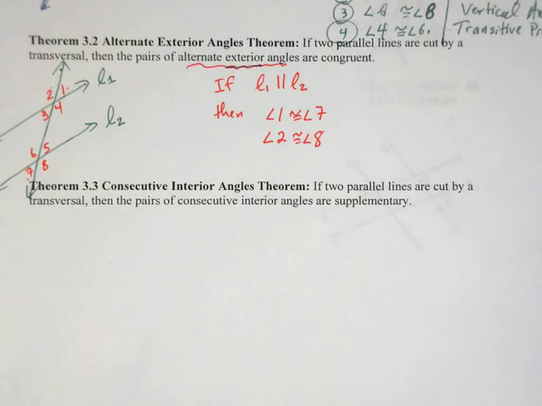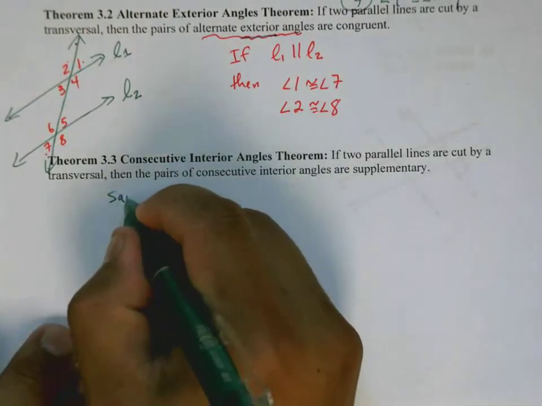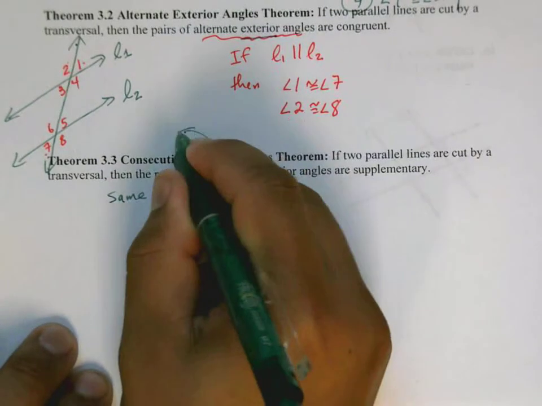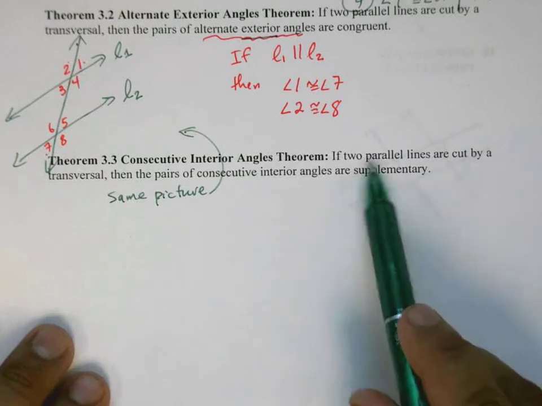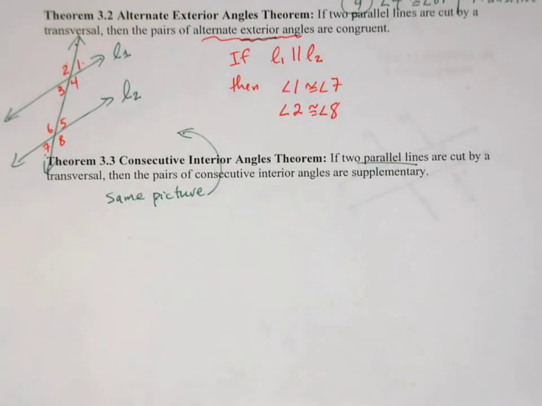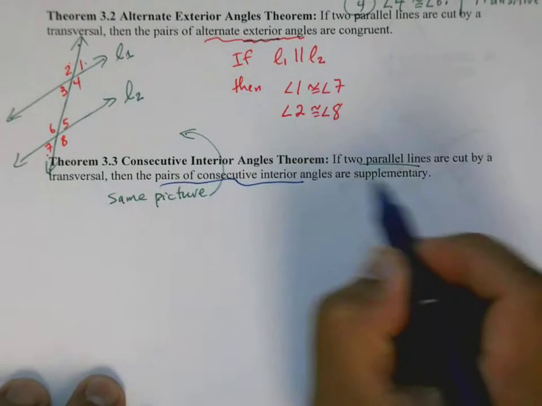Alright, so we're going to go on and look at the proof of Theorem 3.3, consecutive interior angles theorem. I'm going to use the same picture as up here, the exact same picture. So if 2 lines are cut by a transversal, the lines are parallel, then the consecutive interior angles are supplementary. So all kinds of vocabulary words here. You have to make sure you know what all this means.